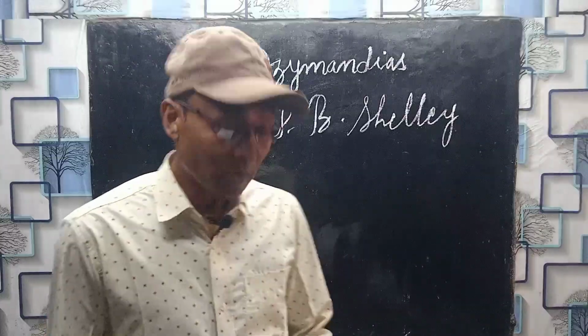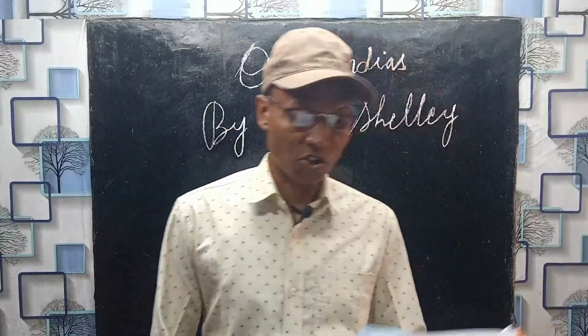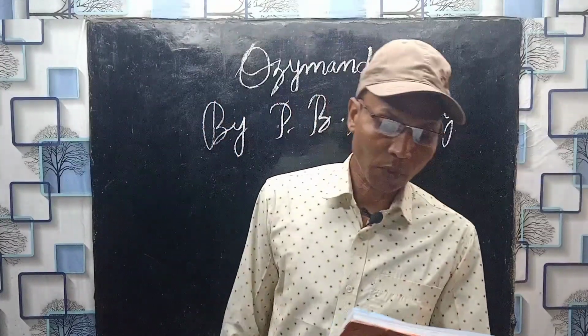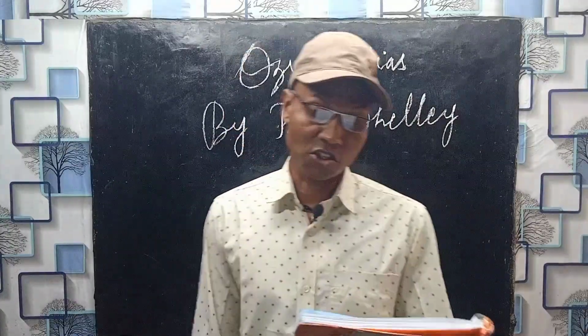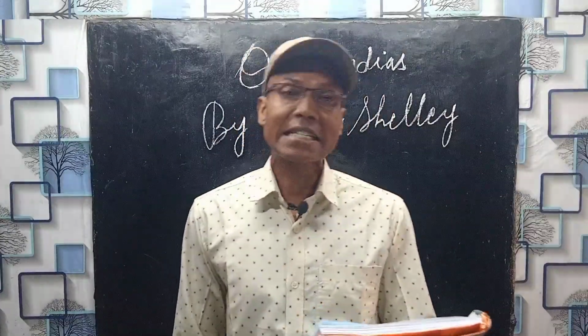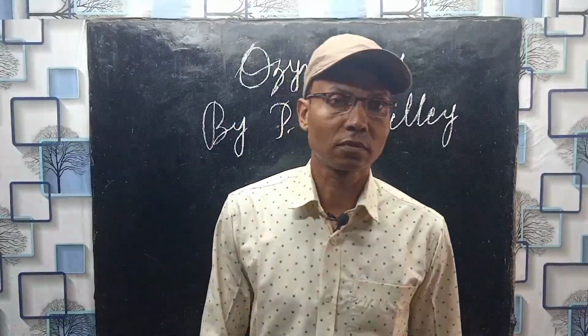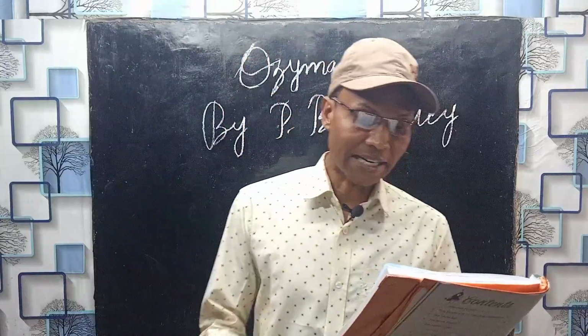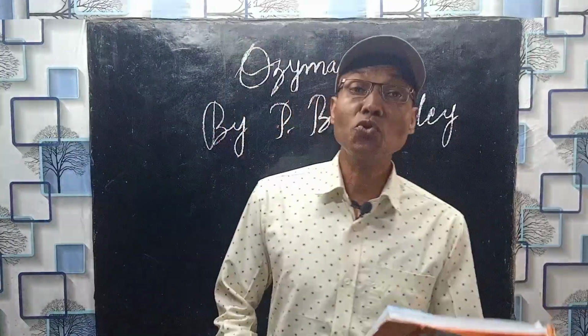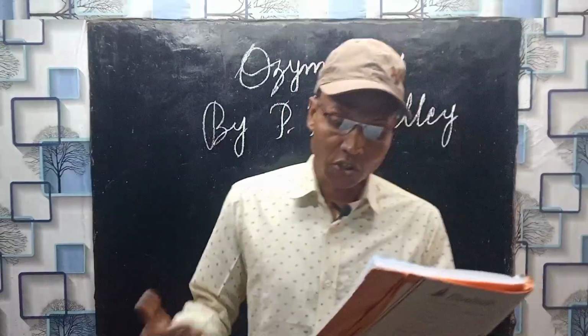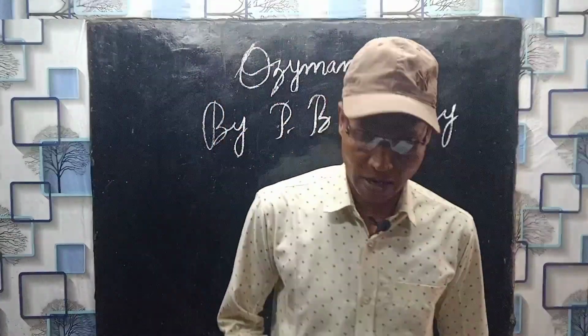Let's discuss these lines. I met a traveler from an antique land who said two vast and trunkless legs of stone stand in the desert. Near them on the sand, half sunk, a shattered visage lies, whose frown and wrinkled lip and sneer of cold command.